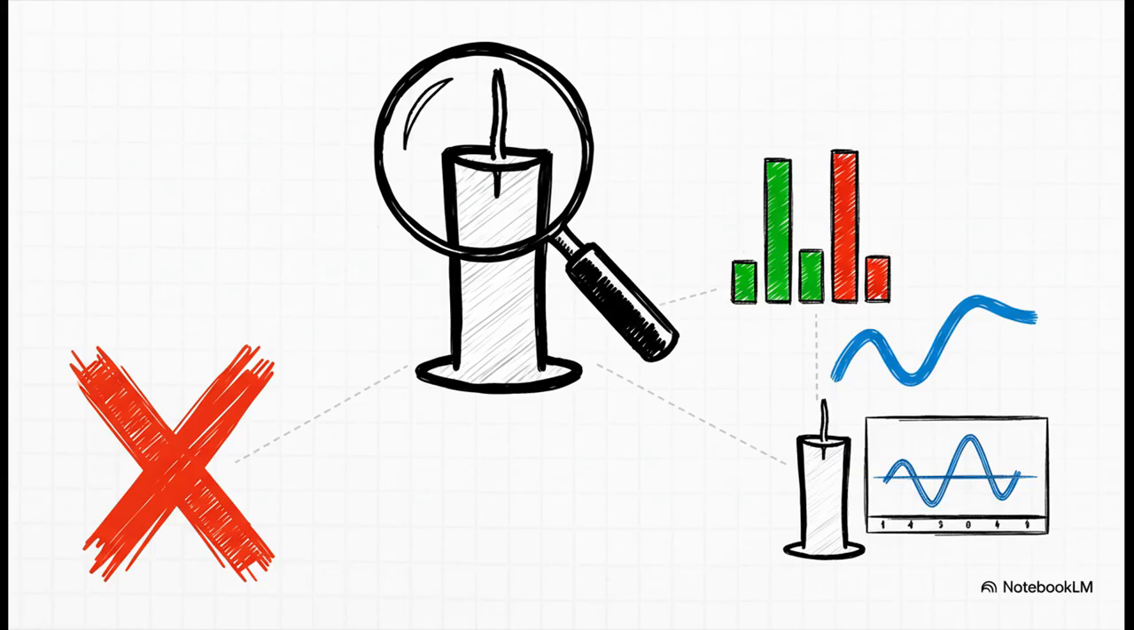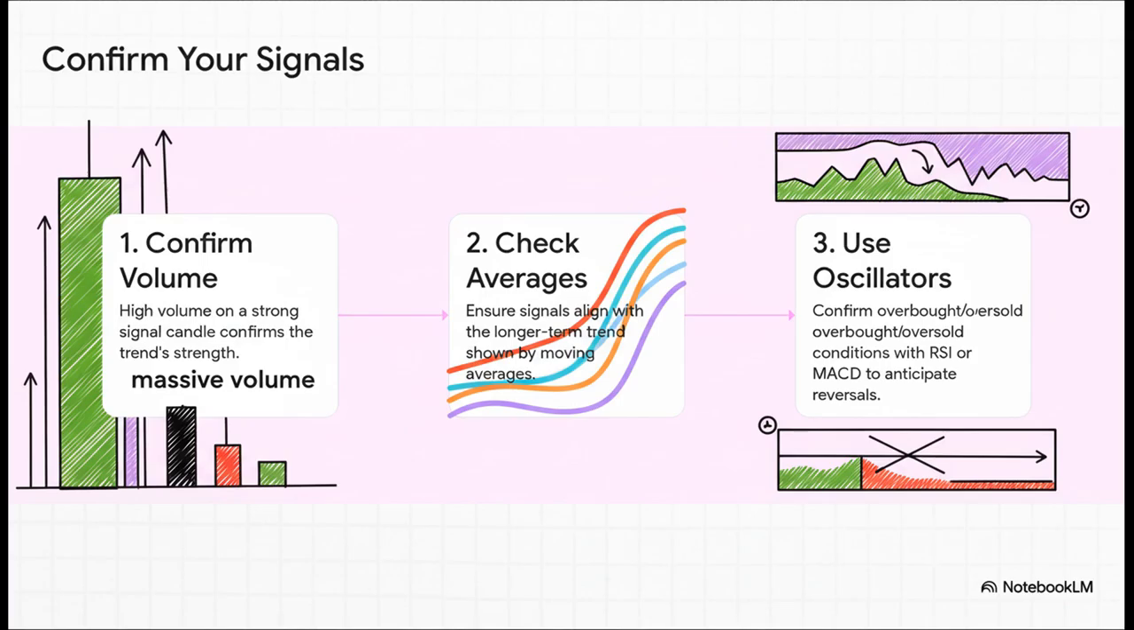And this might be the most important takeaway of all. No single indicator should ever be used in isolation. And that absolutely includes hollow candles. A signal from a hollow candle is a clue. It is not a command. It needs to be confirmed. So, how do you confirm it?